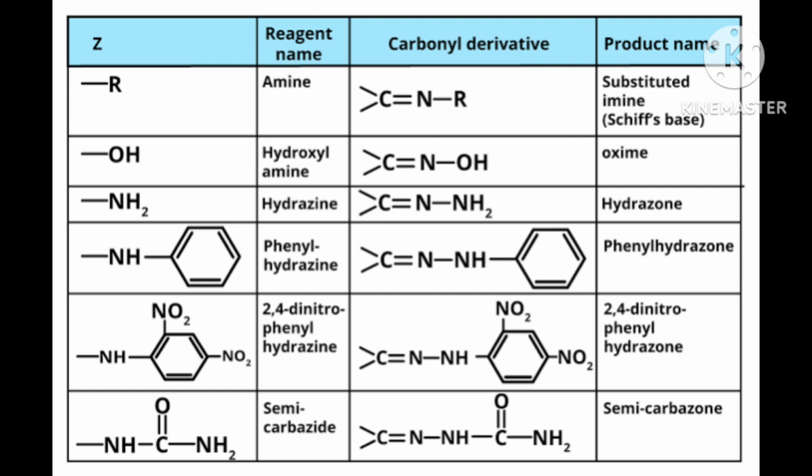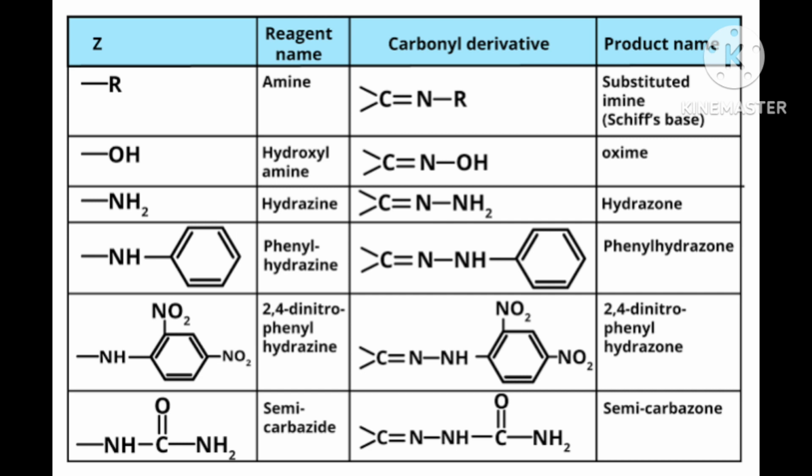Imine. Important. All reactions are important. Now I am telling you what happens for different values of Z: sometimes alkyl, sometimes aryl, OH, NH2, C6H5NH, NHCONH2. What product will it give? If in the place of Z, H is there, meaning the reagent is ammonia, then you will get the product C=NH, that is called imine.